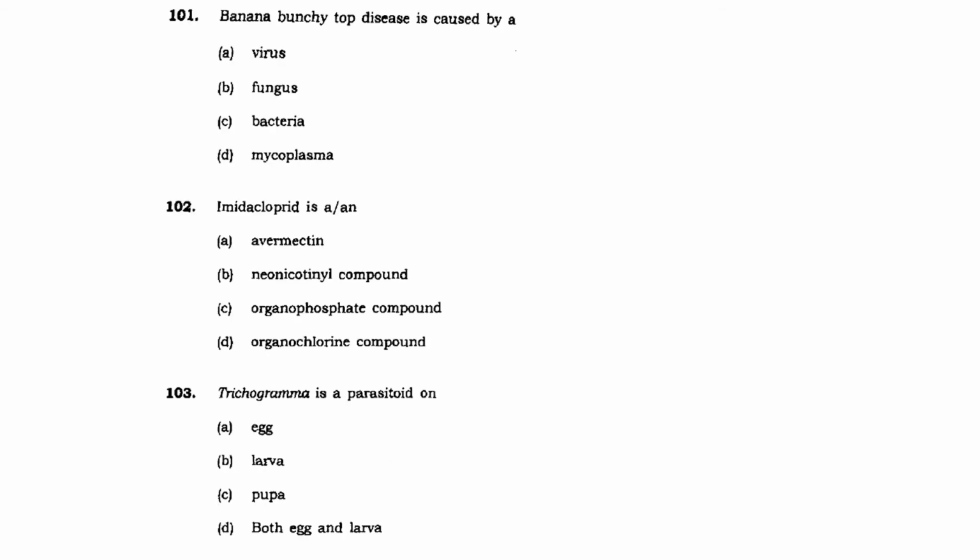Question number 101. Banana bunchy top disease is caused by a virus, fungus, bacteria, or mycoplasma. It will be a virus because it is caused by the banana bunchy top virus. So answer is A. Imidacloprid is an ivermectin, neonicotinoid compound, organophosphate compound, or organochlorine compound. The answer will be neonicotinoid compound, which is a chemical which acts on the CNS, the central nervous system of the insects.